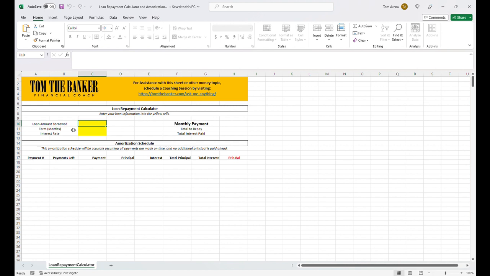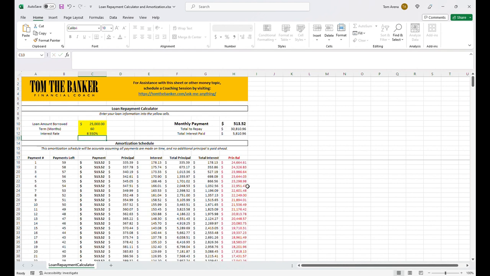So here we go. Let's say that we have a loan amount of $25,000, and you borrow that money for a total of 60 months, which is 5 years. You want to make sure that you're putting everything in terms of months. And then your interest rate, this is an annual interest rate, so let's say it was 8.55%. And then you hit enter, and everything will pop up.